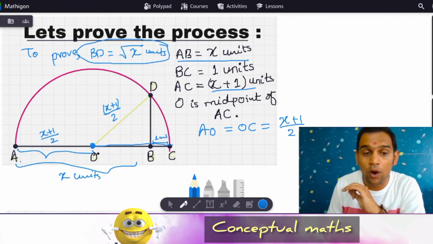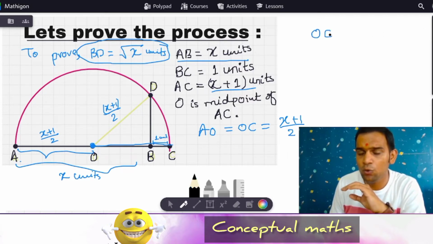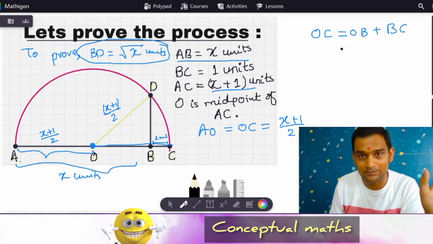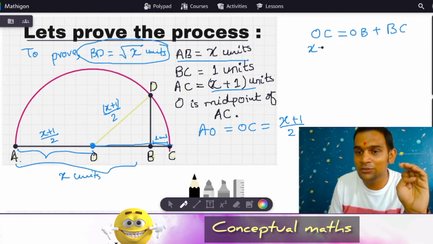Then, what will be the value of OB? Now, listen to me very carefully. Can I write OC equals OB plus BC? Look at the diagram. Pause the video. Look at the diagram. I hope it's clear. Now, we already know OC equals (x plus 1) by 2.